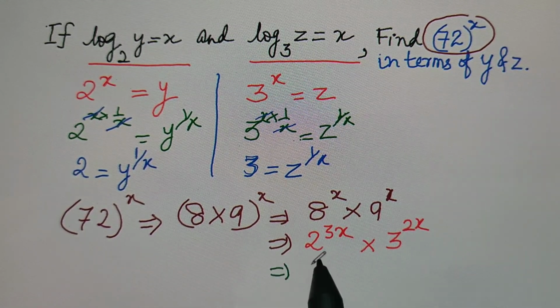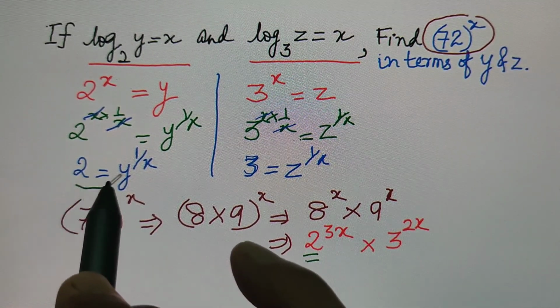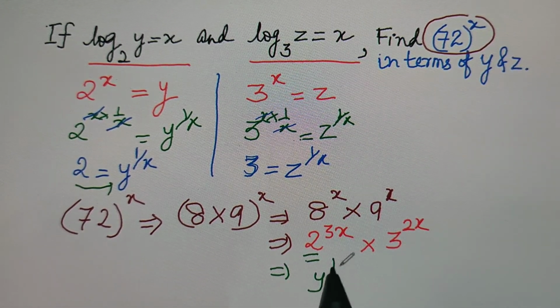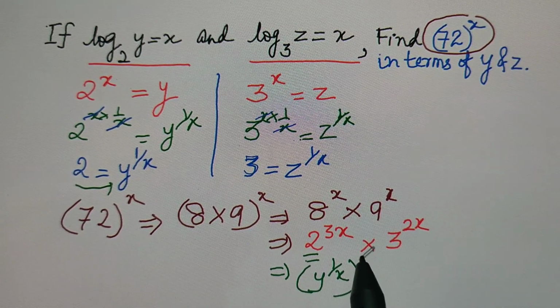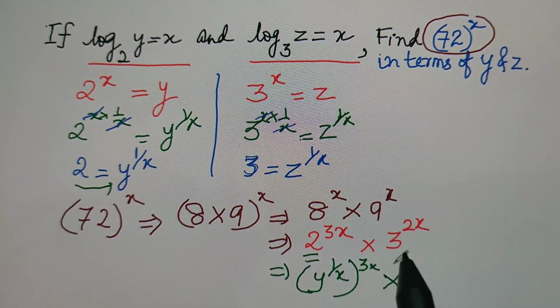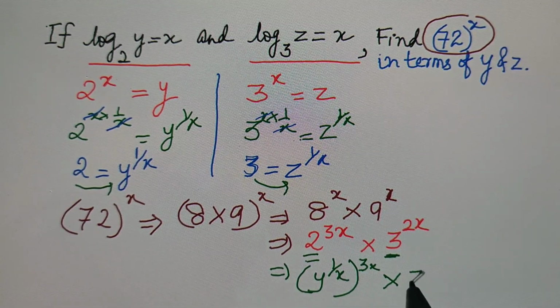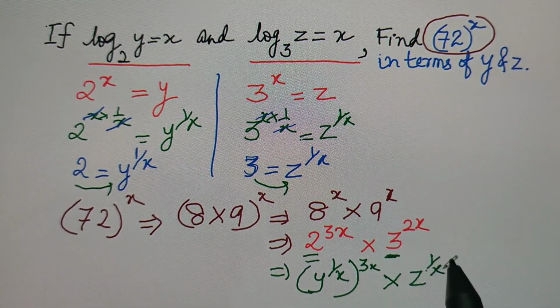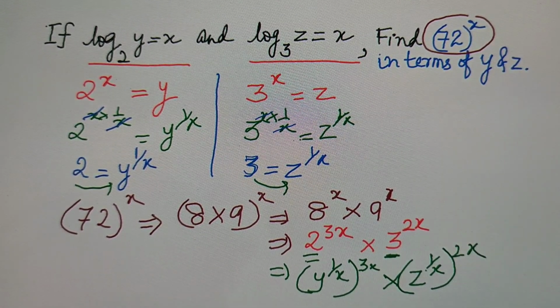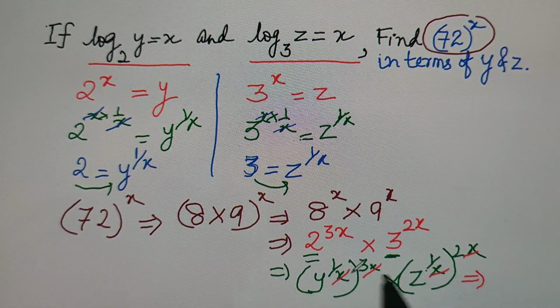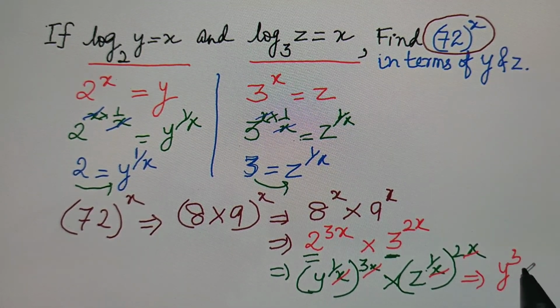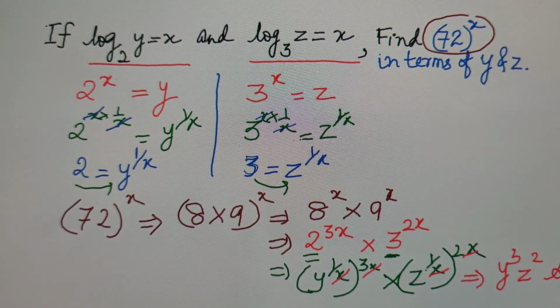Now what is the value of 2? The value of 2 is y to the power 1 upon x. So we get y to the power 1 upon x into 3x. And in this case, how are we going to write the value of 3? 3 can be written as z to the power 1 upon x to the power 2x. Now x and x get cancelled. What do we get? We get here y cube and z square. So this is our answer.